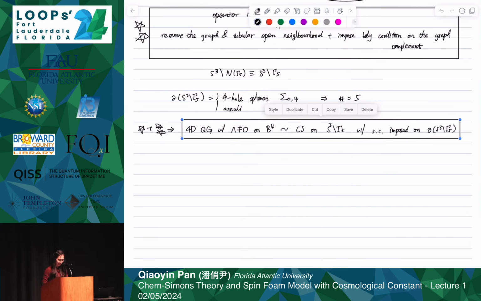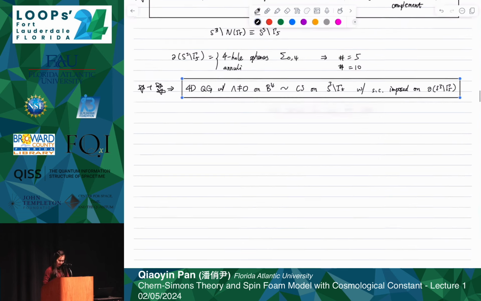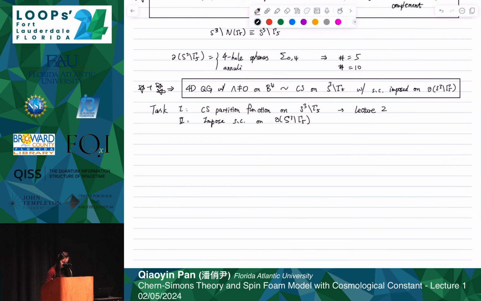Now it's clear that to build up the spin form model, to build up the spin form amplitude, we have two tasks. Task 1 is to construct the Chern-Simons partition function on this 3-manifold, which is the gamma 5 complement of a 3-sphere. And I will talk about this in my second lecture. The second task is to impose a simplicity constraint on the boundary of this 3-manifold. We will get there only in the third lecture tomorrow. Any questions so far?